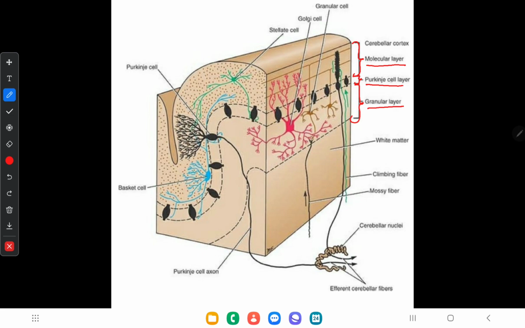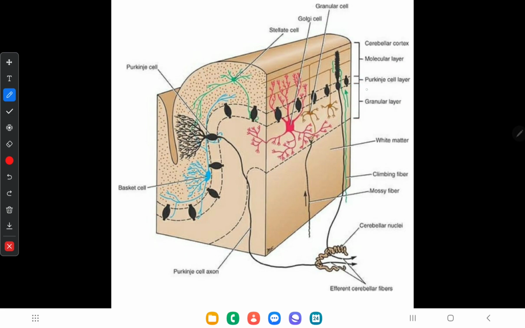In the external layer or molecular layer, there are two types of neurons known as satellite cells and basket cells. Outer there are satellite cells and inner there are basket cells. Here green colored ones are satellite cells, blue colored ones are basket cells. Also there are neuroglia. Thin axons run parallel to the long axes of folia. From this side, this is the molecular layer, this is the Purkinje cell layer, and this is the granular layer.